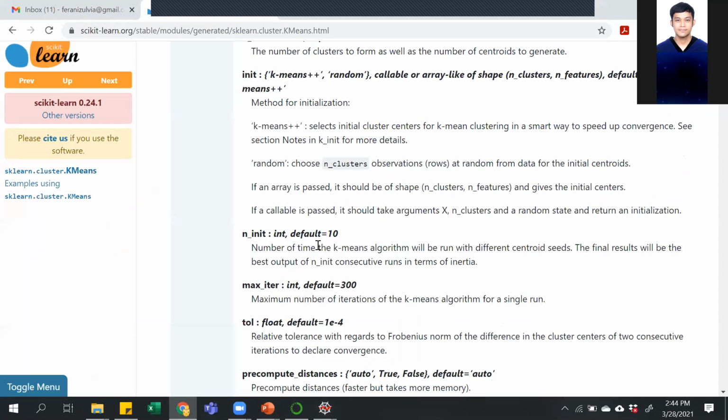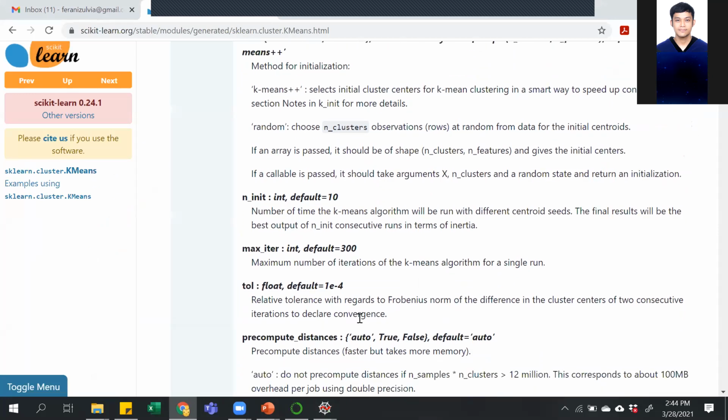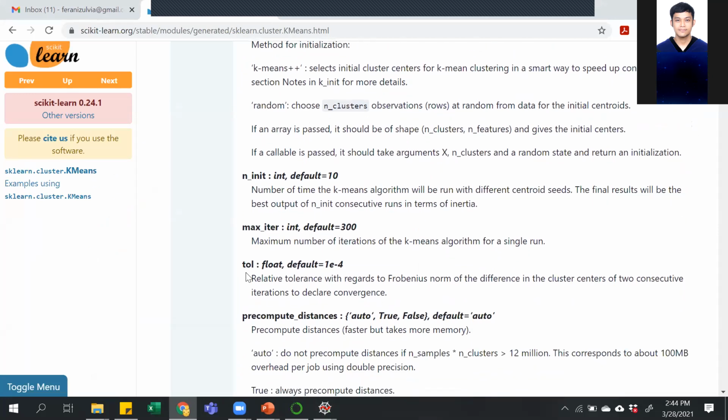Okay, max_iter. This is the number of iterations of the k-means algorithm for a single run. And this one, tol, is the tolerance. Basically max_iter and tolerance, these two are the stopping criteria for k-means. If we use maximum iteration, then the maximum iteration is the stopping criterion. If we use tolerance, then we use the difference between old and new centroids as the stopping criterion.